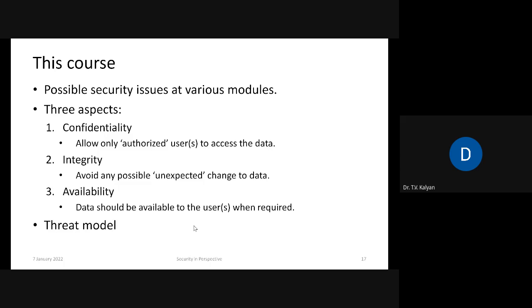That is integrity. And the third is availability, wherein whenever the user wants the data, it should be available to him. So there are many security attacks that can affect one or two or all three aspects of the data.